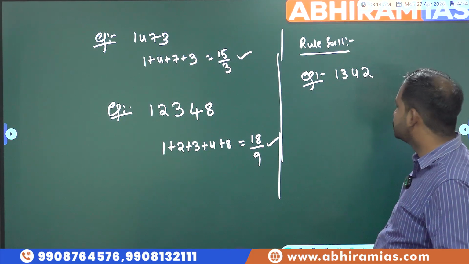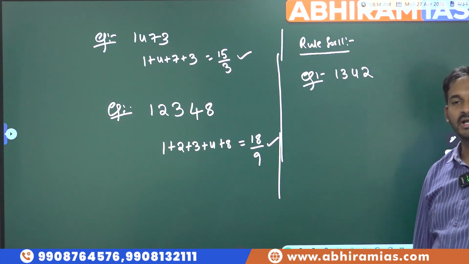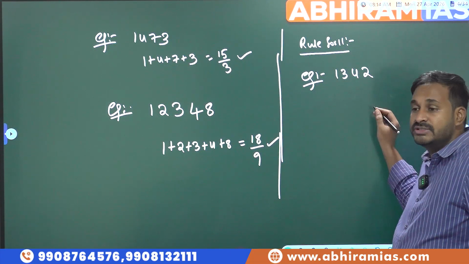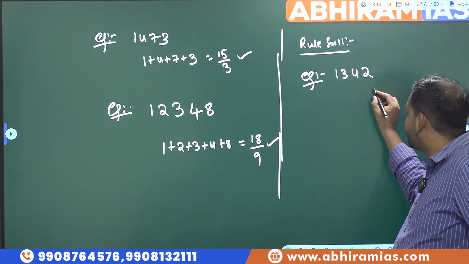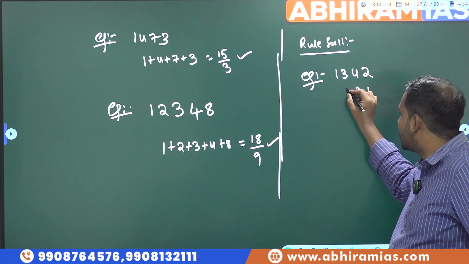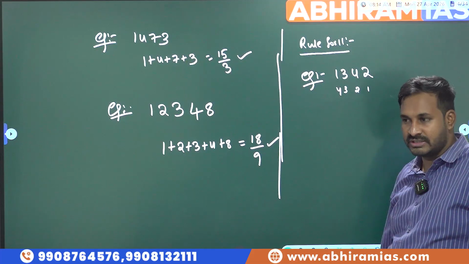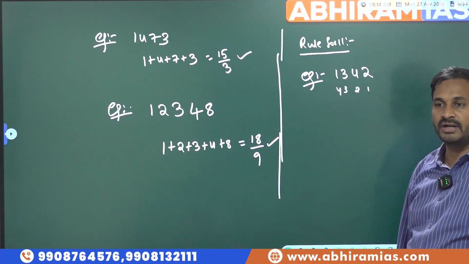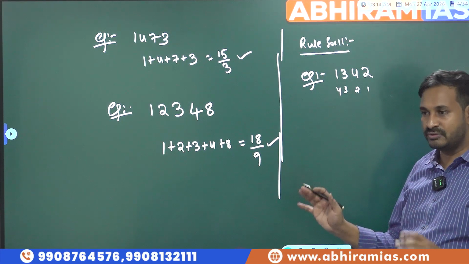1, 3, 4, 2. Now what I asked you to do: give the positioning from the right side. So first position, second position, third position and fourth position. These are the positions. Now I need to write the sum of even positions and odd positions separately.